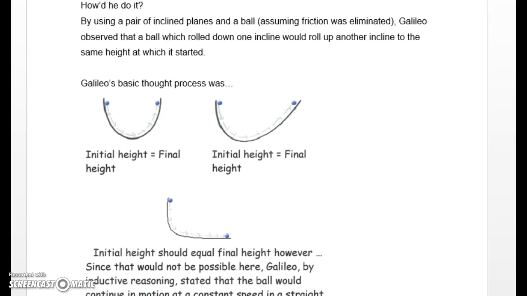Okay, so by using a pair of inclined planes and a ball, assuming there was no friction, Galileo observed that a ball which rolled down one incline would roll up the other side to the same height at which it started. His basic thought process was, if I start with this ball and drop it from a height and let it roll all the way down, it's going to come all the way back up to that same height. And he found that even if you had a different curve, maybe a flatter curve here, it still came up to the same height.